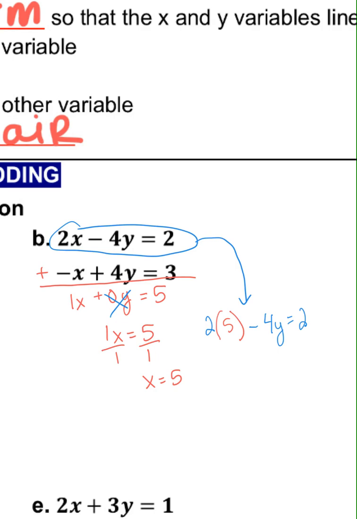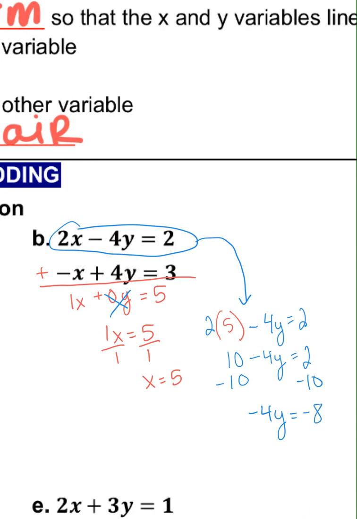So I know that 2 times 5 is actually 10. So this is 10 minus 4y equals 2. Now here's where we're going to use inverse operations. We need to actually get rid of that 10. That's a positive 10, and the opposite of positive 10 is negative 10. So minus 10, and we get negative 4y equals negative 8.